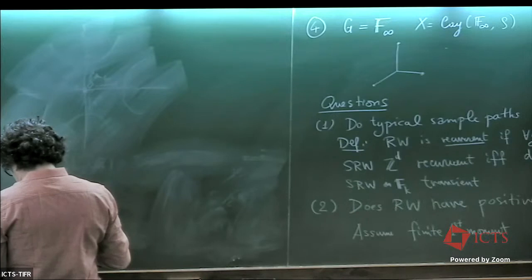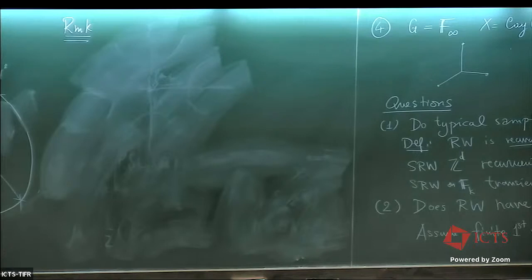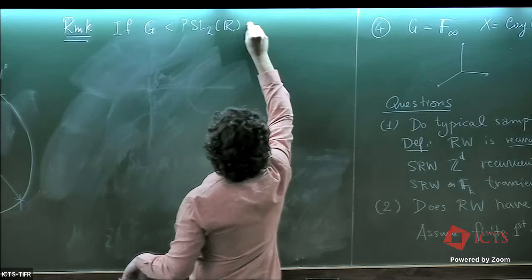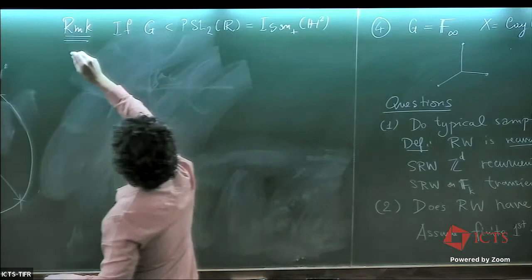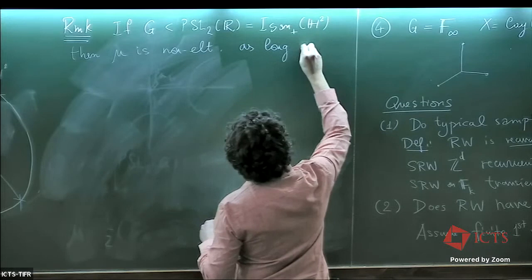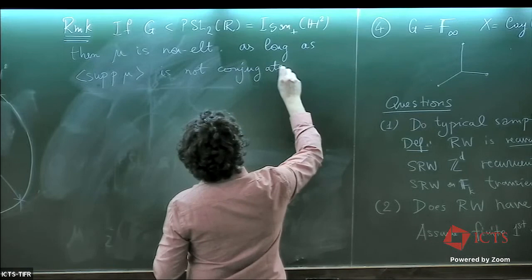Oh, by the way, let me also remark that for matrices, which is maybe more familiar to some people, this of course is an old result of Furstenberg. So if we look at G in PSL2R, just acting on the good old hyperbolic plane, then mu is non-elementary as long as the group generated by the support of mu is not conjugate into one of the following groups.